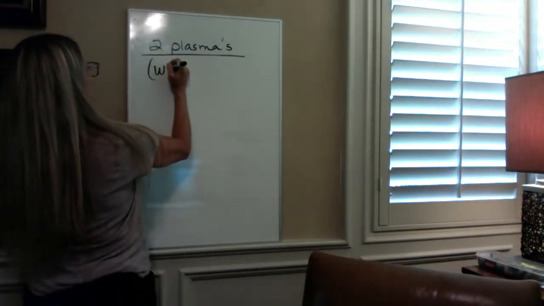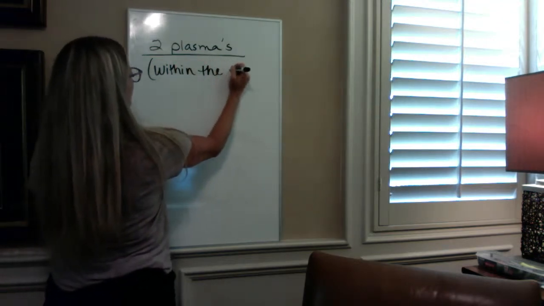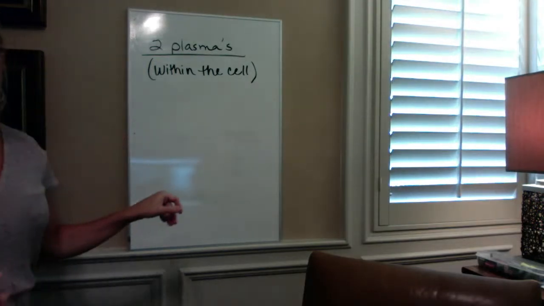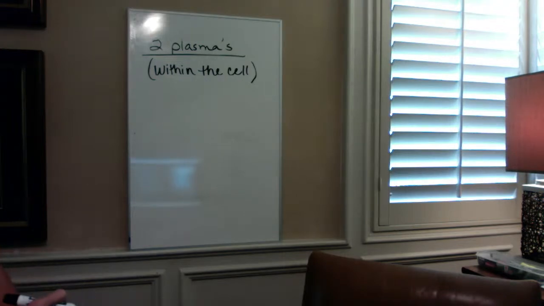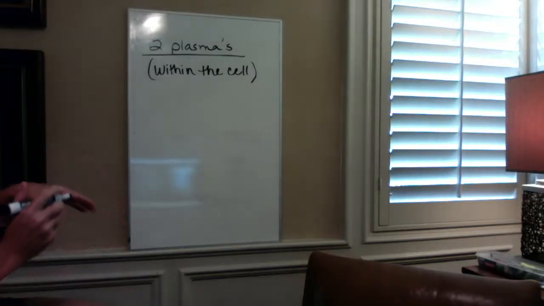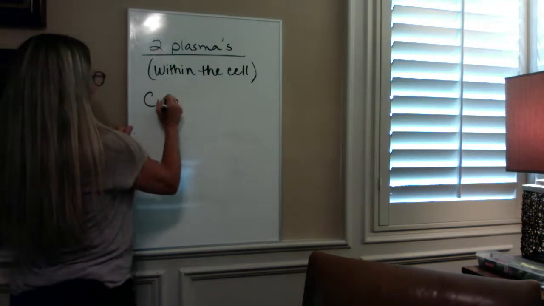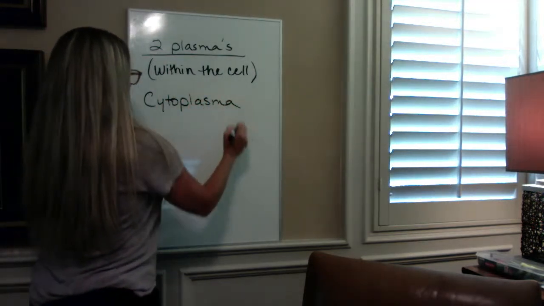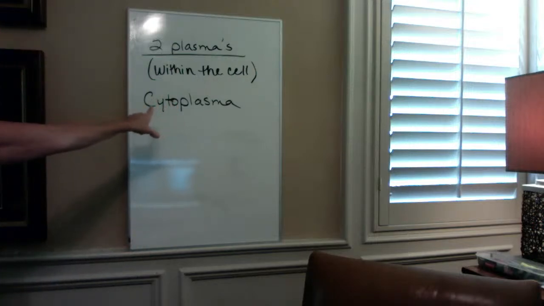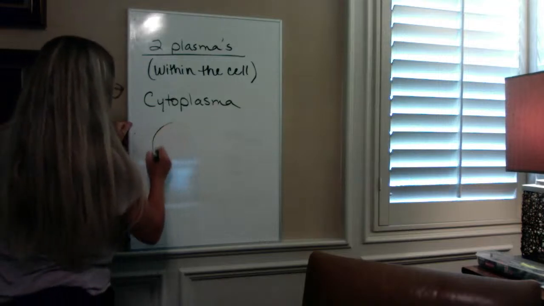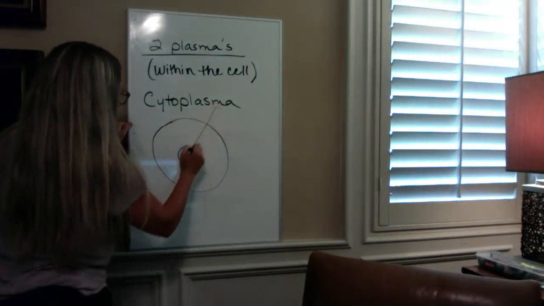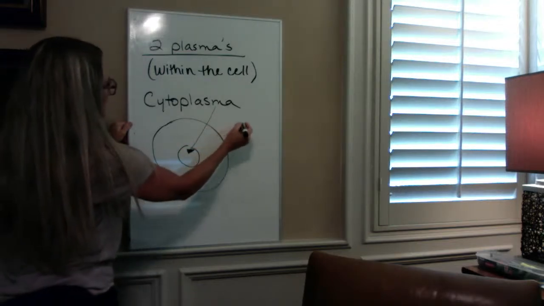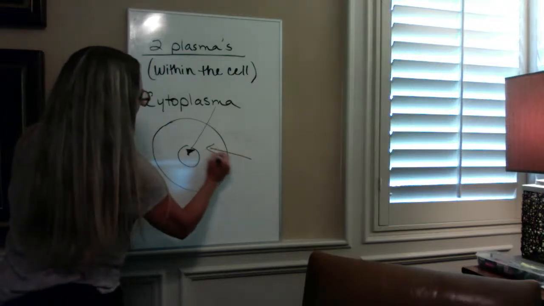Let's go ahead and put within the cell. So in the nucleus, the center of the cell, there is another plasma called cytoplasm. That's C-Y-T-O. Sorry about that. And it is the cytoplasm, it's the plasma that's inside the nucleus, okay? So we have this, and here's the nucleus, and the cytoplasm is inside the nucleus, protoplasm here.